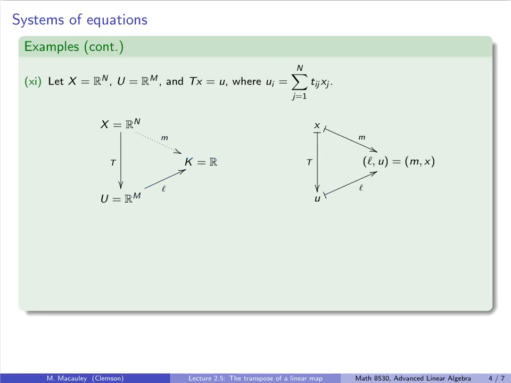Here's what this looks like in terms of commutative diagrams. So T goes from Rn to Rm, and for any scalar function from Rm to K, the transpose sends this L, it just precomposes with T.